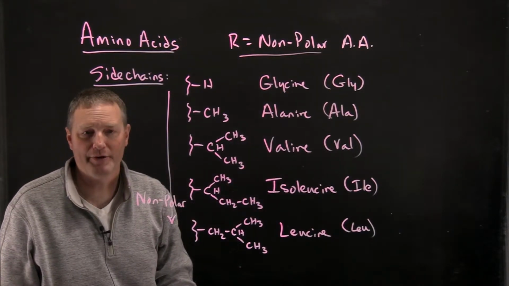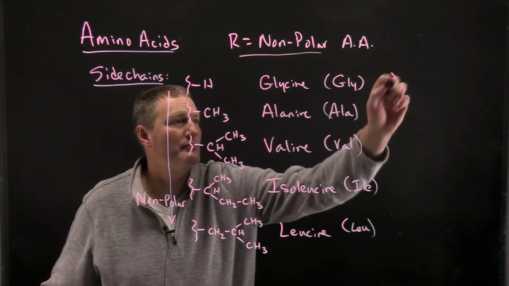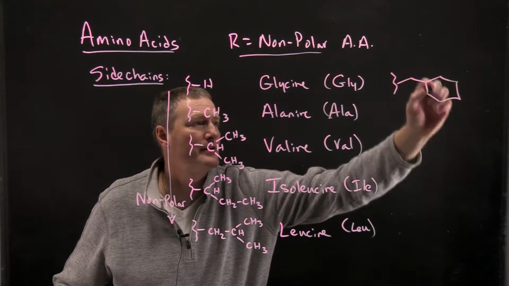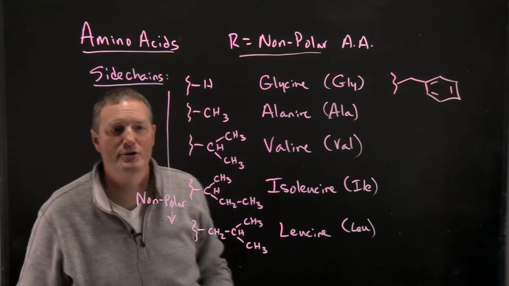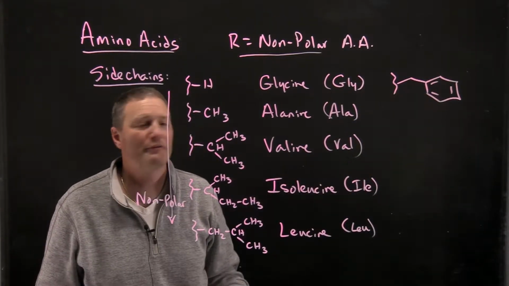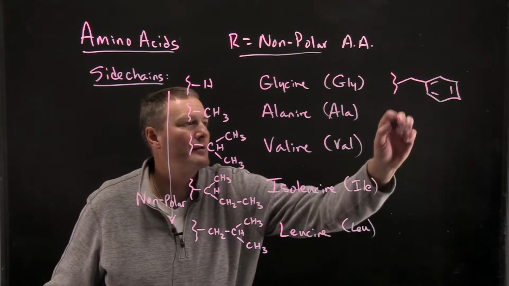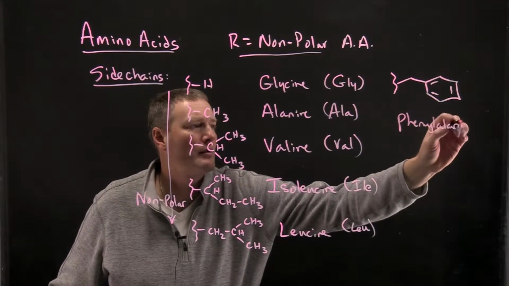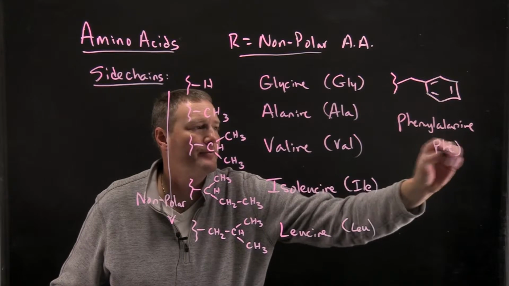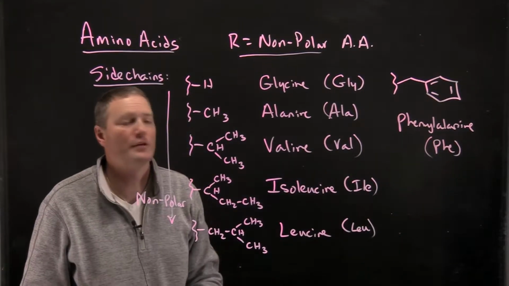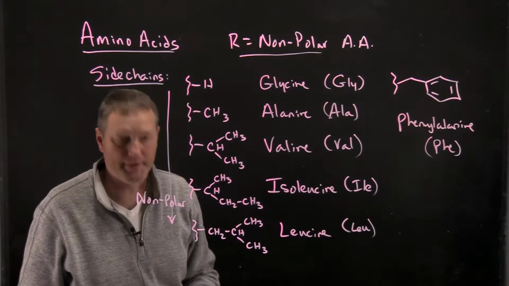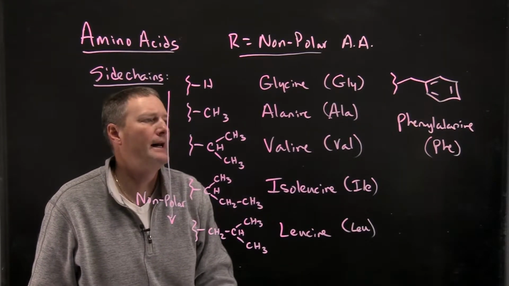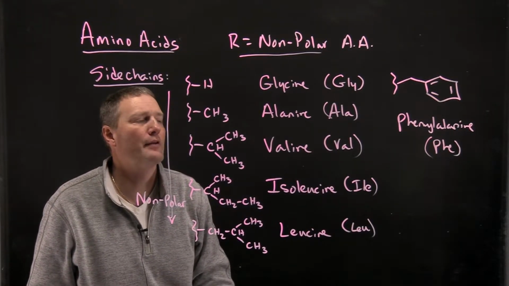Now there are a couple others. I'll just briefly draw those out. If I have something that looks like this, now I have a CH2 and a benzene, that's called phenylalanine, or PHE. Right, so that definitely is a very nonpolar group. It has this benzene-like molecule in there. Those are a couple of the others.